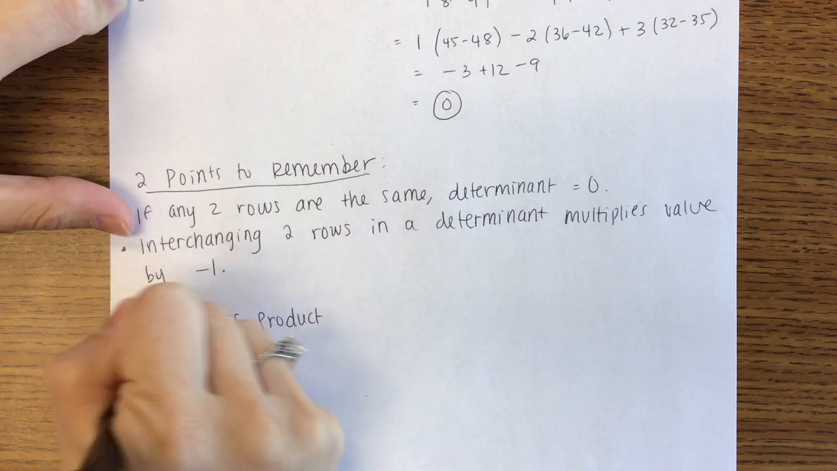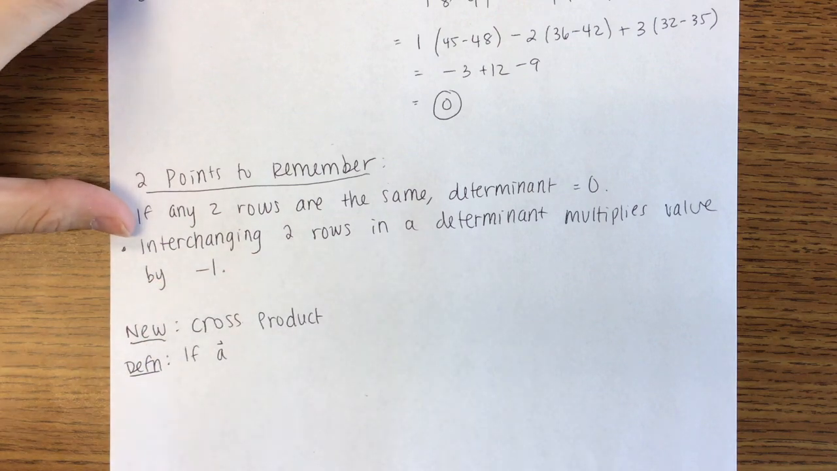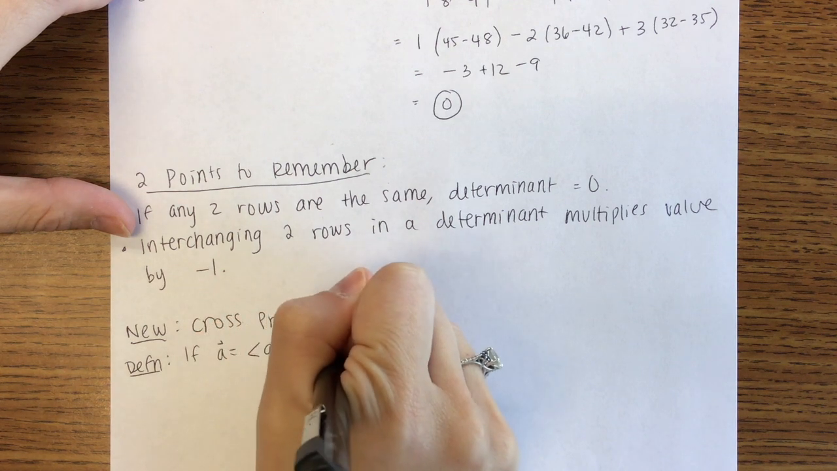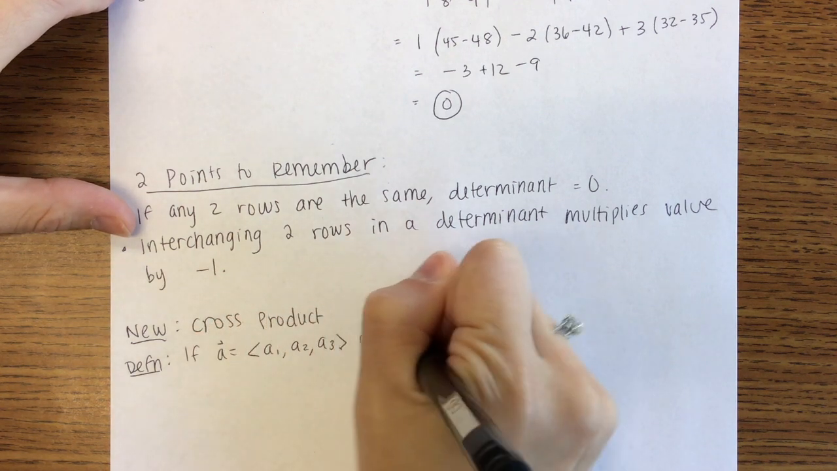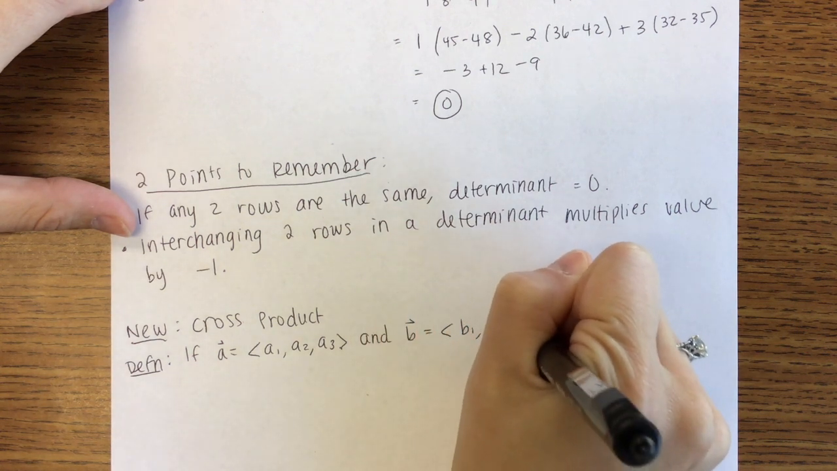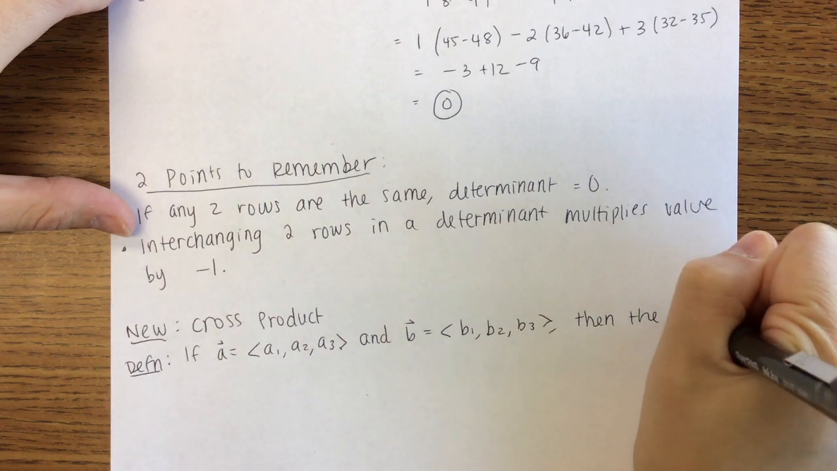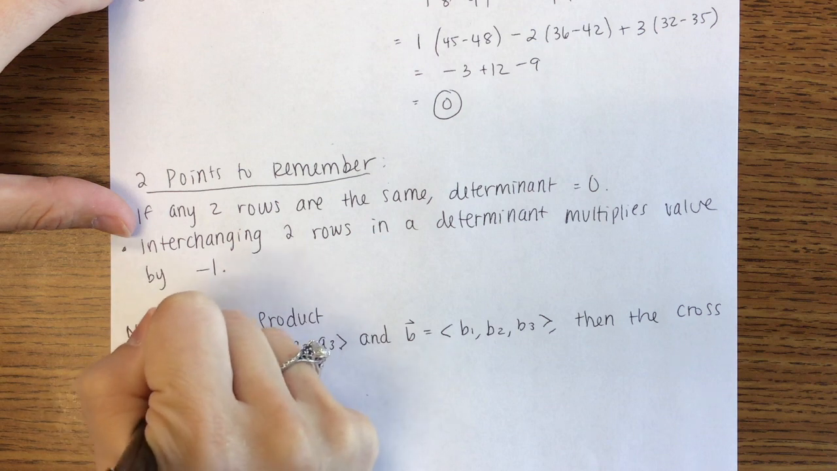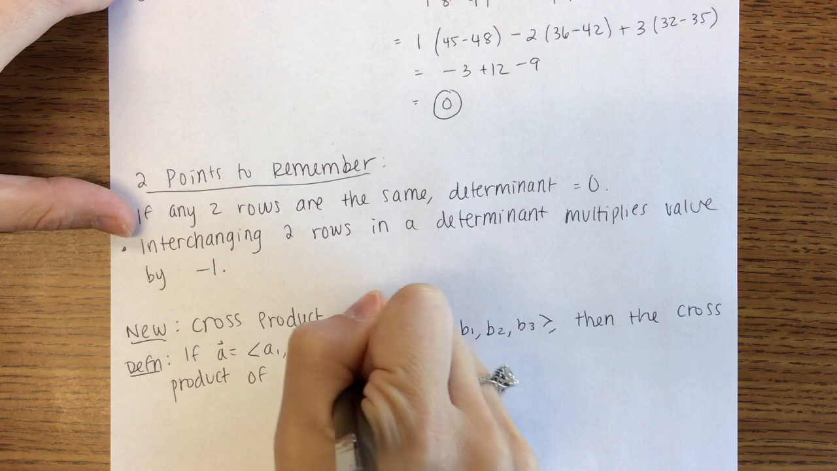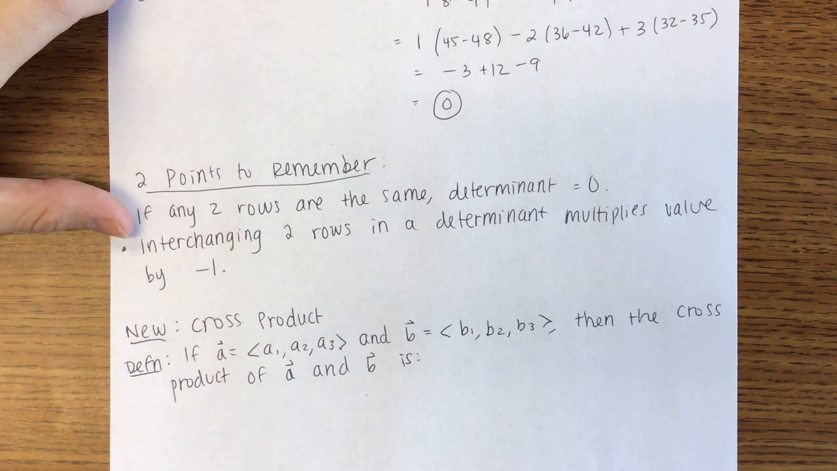We're going to start out with a definition. Let's consider that we have 2 vectors in 3 space. One of them is going to be A, and let's call the components A1, A2, A3. And then let's say that we have vector B also in 3 space with components B1, B2, B3. Then the cross product of A and B is the following. So first we need to talk about notation.